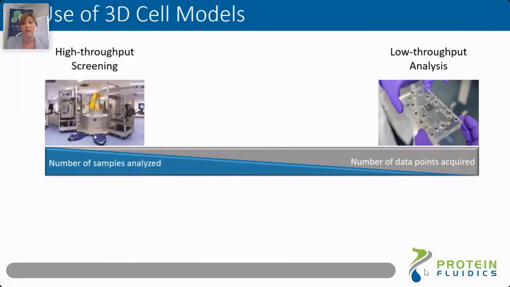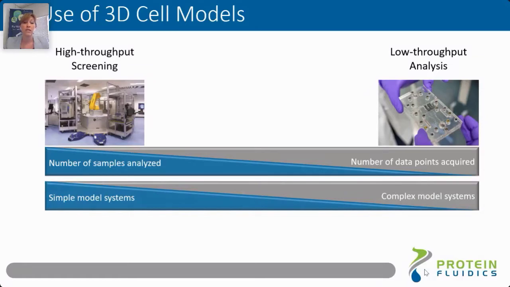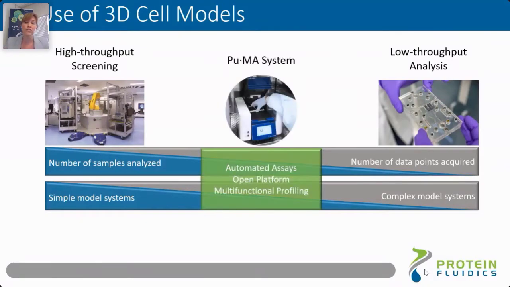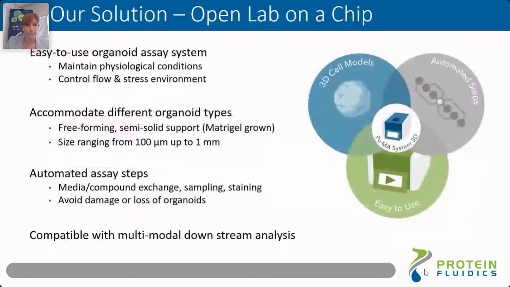Now, on the other side of the spectrum, there are many interesting and sophisticated organ-on-a-chip devices, but usually they would use few, maybe one or two, organoid samples, but they allow producing a really large number of data points and data. So essentially, here we move from a really simple model system to a very complex model system. And the Puma system that we designed, we think, fits nicely into this sweet middle spot, where you can do medium-scale screens in an automated fashion and do what we like to call multifunctional profiling of your model.